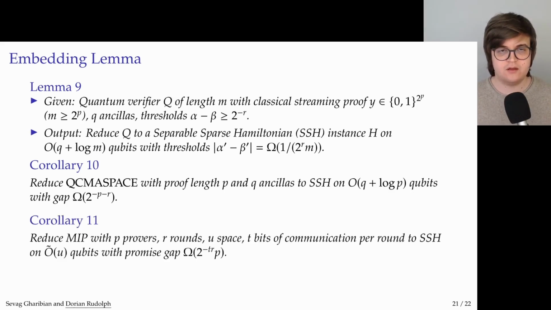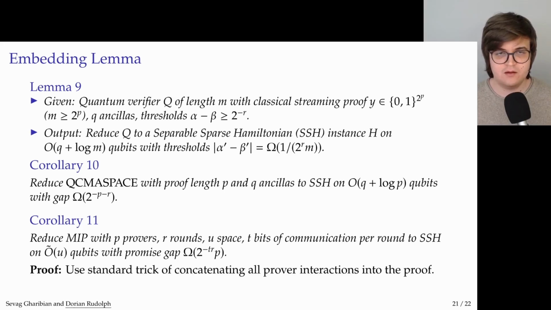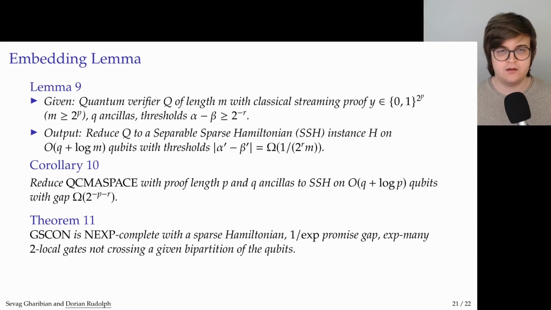We can also reduce MIP with p provers, r rounds, u space, and t bits of communication per round to SSH on O of u qubits with a promise gap of omega to the 2 to the minus t r times p. The proof uses the standard trick of sending the concatenation of all interactions between prover and verifier as proof to a QCMASPACE verifier. Lastly, we show that a particular version of GSCON is NEXP complete, namely with a sparse Hamiltonian, 1 over exp promise gap, exp many 2-local gates that are required to not interact across a given bipartition of the qubits, with the consequence that intermediate states are separable.